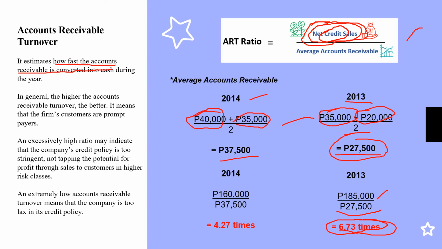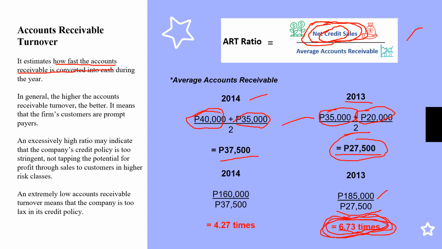Ibig sabihin, 6.73 times na mabilis yung pagkakolekta or yung pagbabayad ng customers, no, sa ating receivables. Or 6.73 times na nako-convert yung ating receivables into cash. Okay? So, ito ay nakadepende ulit, again, sa type ng business and depende rin siya sa nag-a-analyze. So, it can be okay or it can be not good enough or ito ay kulang pa.